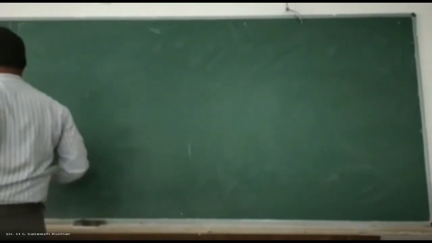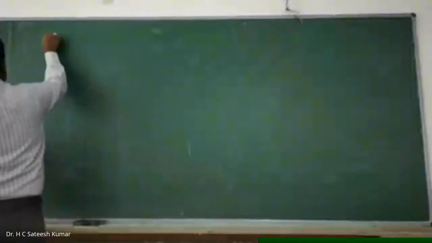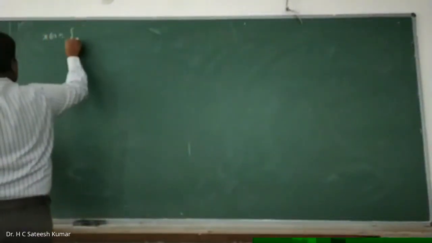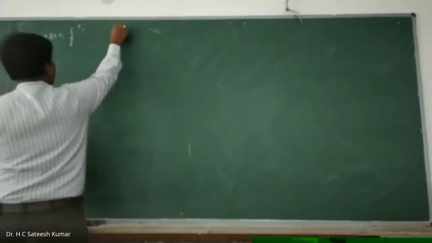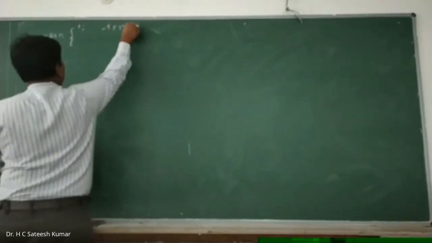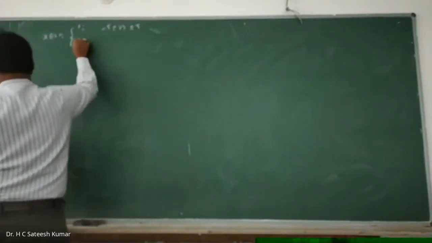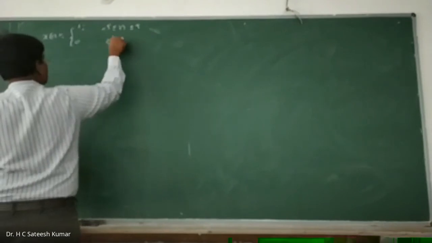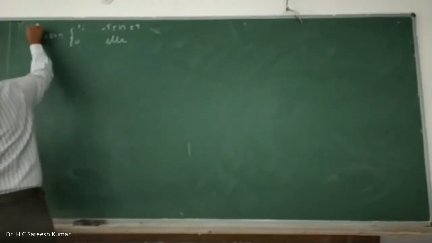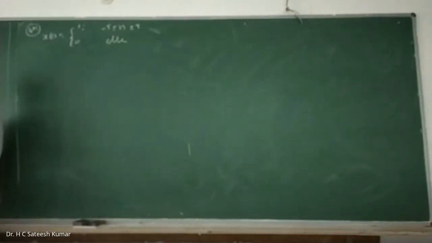It is similar to the earlier problem. I did it. Find the DTFT of x of n equal to 1 for n lying between minus 5 to plus 5, and equal to 0 elsewhere. And it was asked for 4 marks. These are very easy problems.